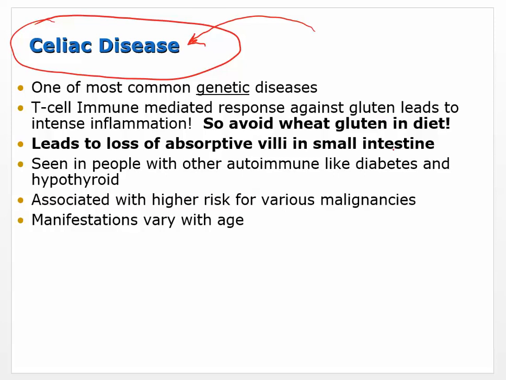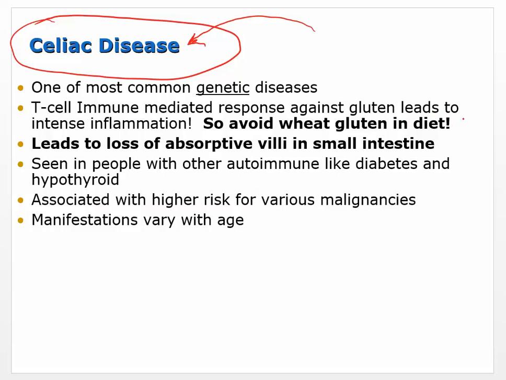We've talked a lot about immune responses and how they can leave scar tissue behind. So these people with celiac disease have to avoid wheat gluten in their diet. Wheat gluten is a component of wheat, and so they have to be very, very careful.